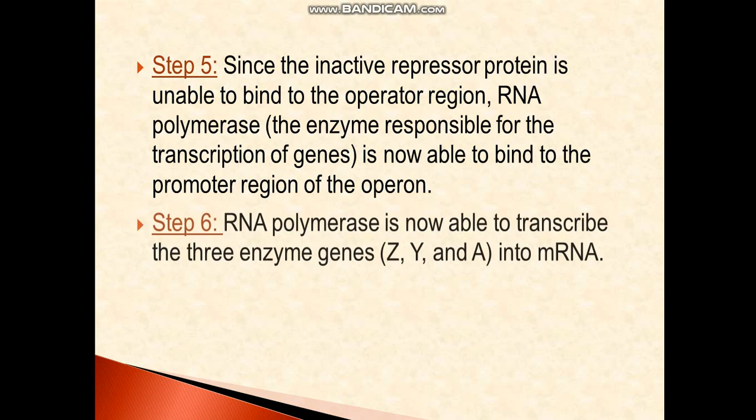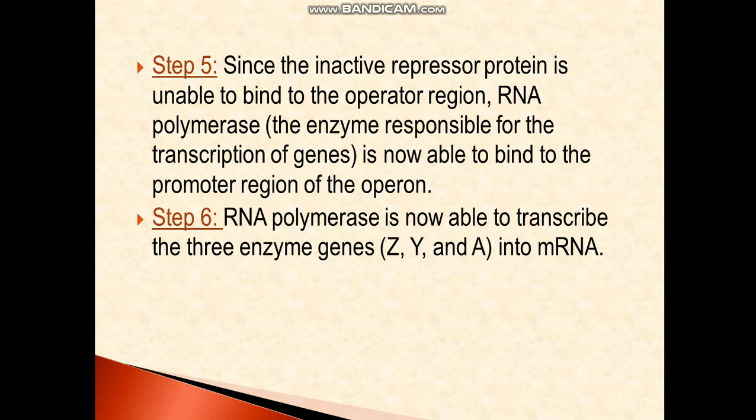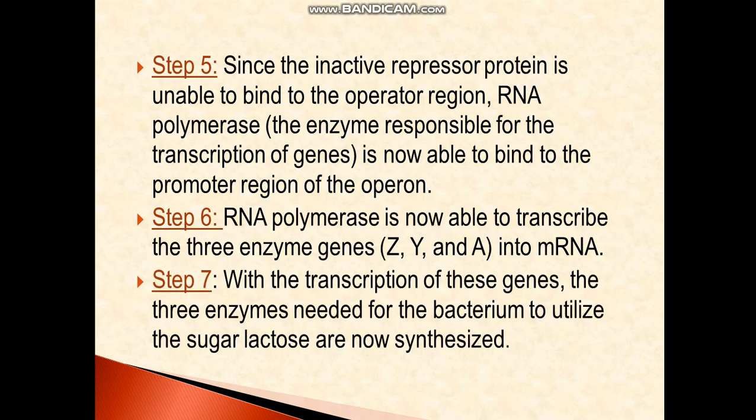So in the next step what happens? The RNA polymerase is now able to transcribe the 3 genes LAC-Z, LAC-Y and LAC-A into mRNA. The transcription process has taken place. Why? Because there is no repressor present to stop the RNA polymerase. Okay, clear? Now the 7th step.